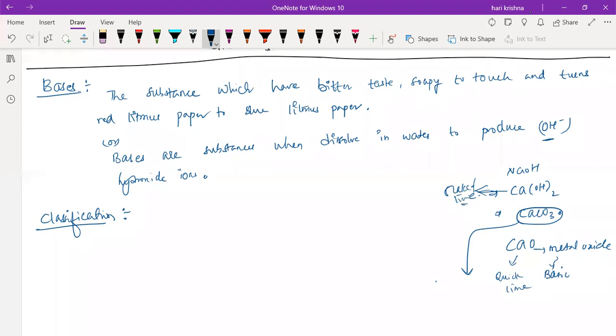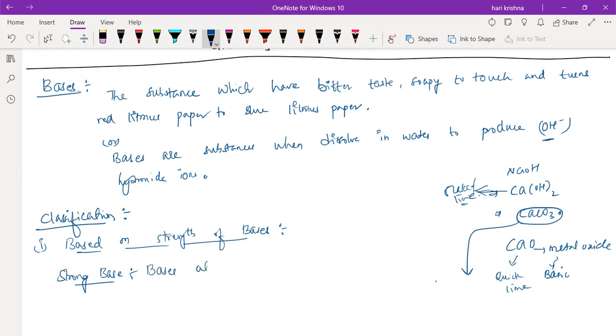Based upon the strength of the bases. Can I write the whole definition part or just explain it orally? Sir, write it. Please write it. Strong base. Strong base means the base which completely ionizes in the aqueous solution to produce a large number of OH minus ions.